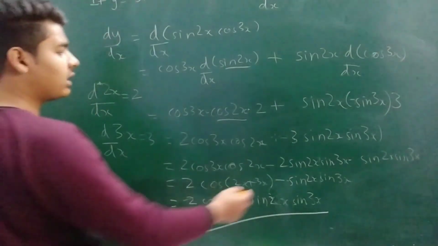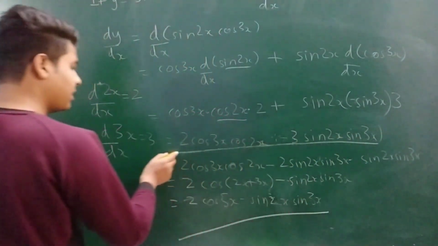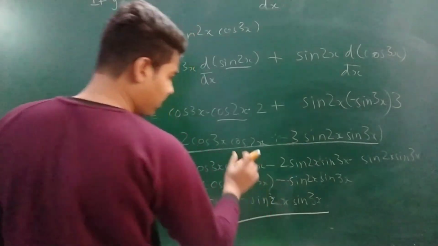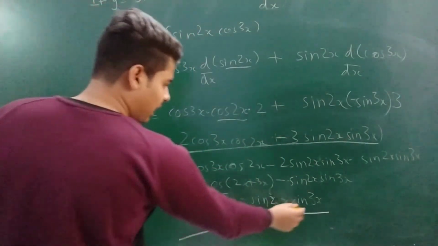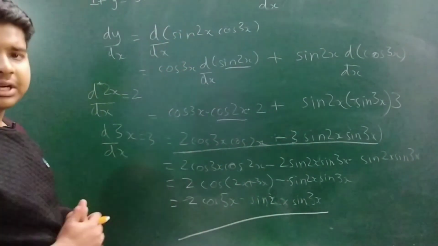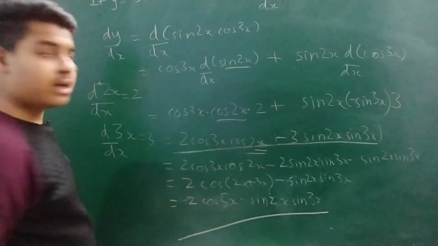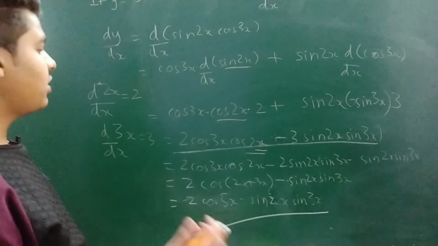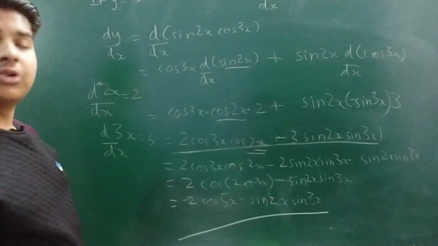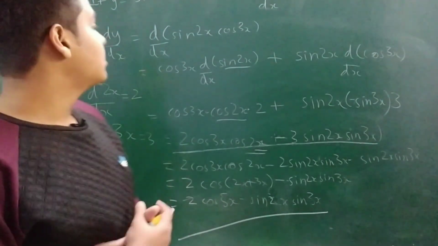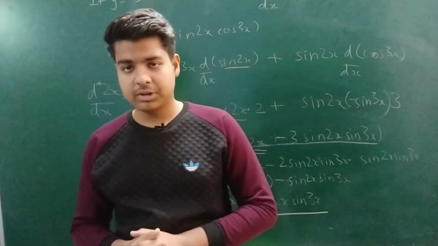If we wanted, we could have just left it out here, but to make the value look small, I just applied some trigonometric identities and I got this as the final answer. If you leave it here also, the teacher or the examiner who is checking your sheet will give you full marks. So that's all for today's video.